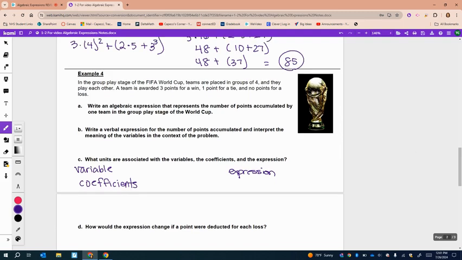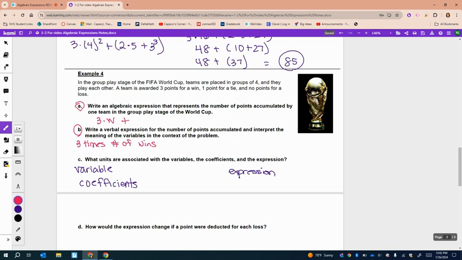Okay? So the first thing says to write an expression, an algebraic expression that represents the number of points accumulated by one team in the group play stage of the World Cup. Okay, so A and B we're going to kind of work on together, right? One's an algebraic expression and one is a verbal expression. So we have 3 times the number of wins. Okay, so I'm going to write that here. 3 times the number of wins, right? Because it's 3 points per win.